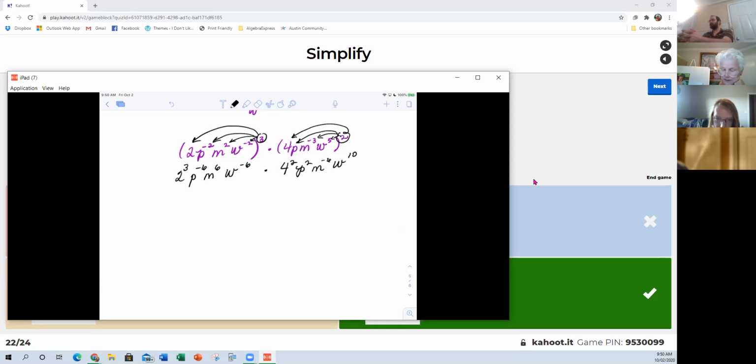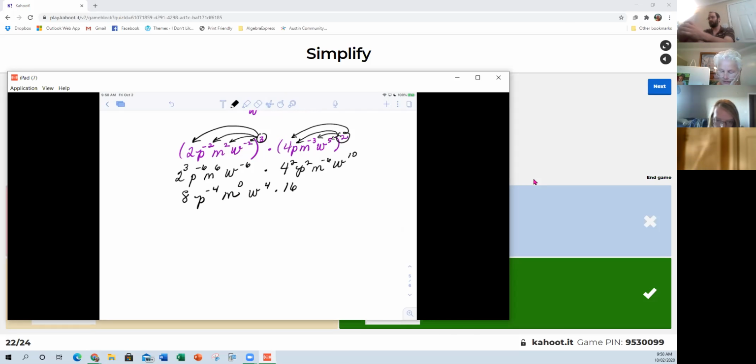Okay, so this is going to be 8, and I'm going to add the exponents. You could do this differently if you wanted to, but negative 6 plus 2 is going to be p to the negative fourth, m to the 0, because 6 plus negative 6, and then add the negative 6 and the 10 on the w's, and that gives me w to the fourth. Oops, and I forgot this 4 squared is 16. That's important.